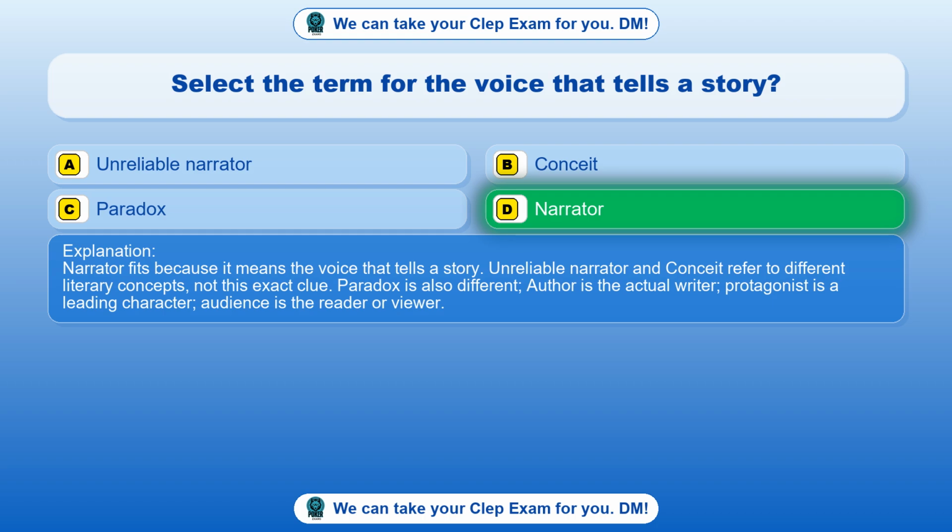Unreliable narrator and conceit refer to different literary concepts, not this exact clue. Paradox is also different. Author is the actual writer. Protagonist is a leading character. Audience is the reader or viewer.